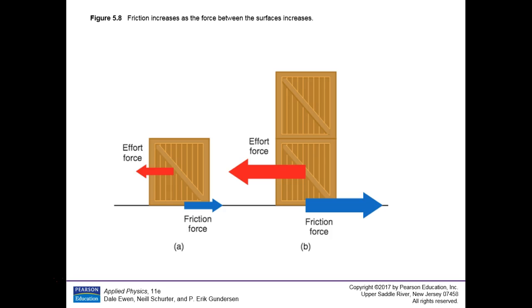If I'm pulling on this crate across the floor here, maybe that's a rough, gravelly kind of floor or something like that, I exert an effort this way, friction always is parallel to the surface, okay, and always opposes my motion. Now, if I've got twice as much mass there, so twice as much weight that I'm trying to pull, my effort force has to be greater, friction is greater. This is all in the static friction form because these two are equal to each other in both cases. So that's still static friction.